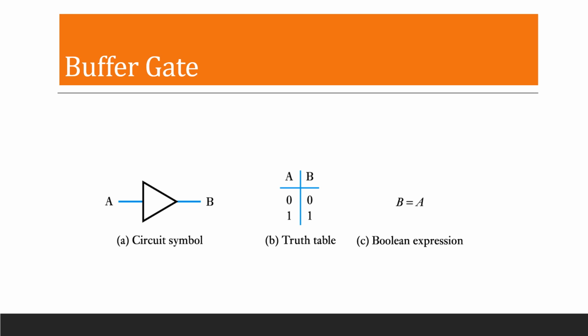These buffers are used to increase the propagation delay of circuits. And the IEEE symbol of this buffer gate is the same as the NOT gate, but with no triangular polarity symbol on the output line.